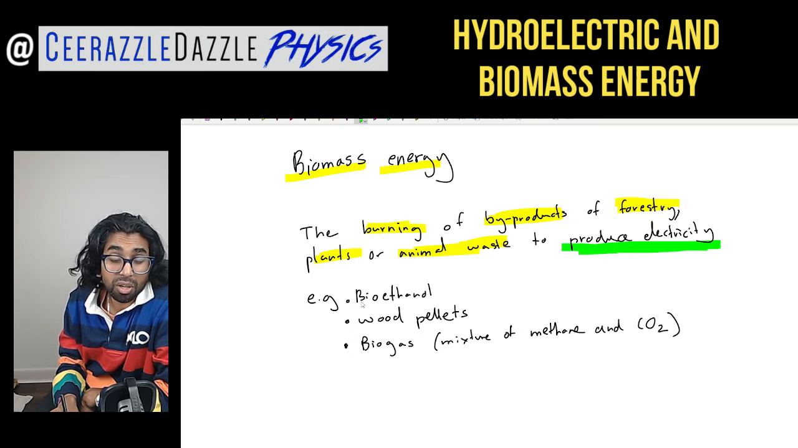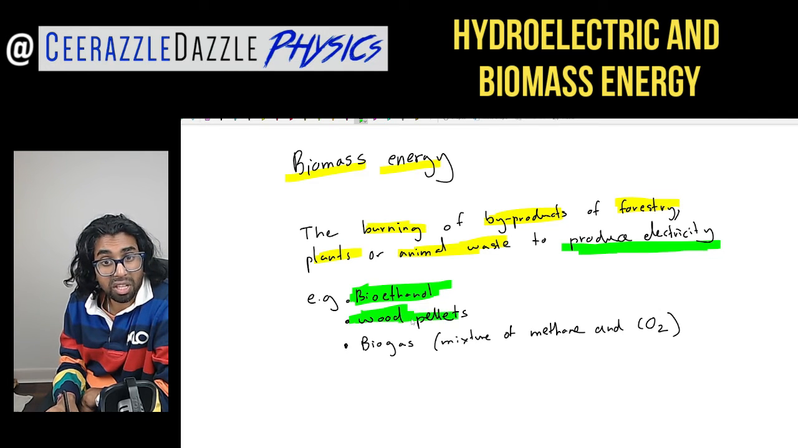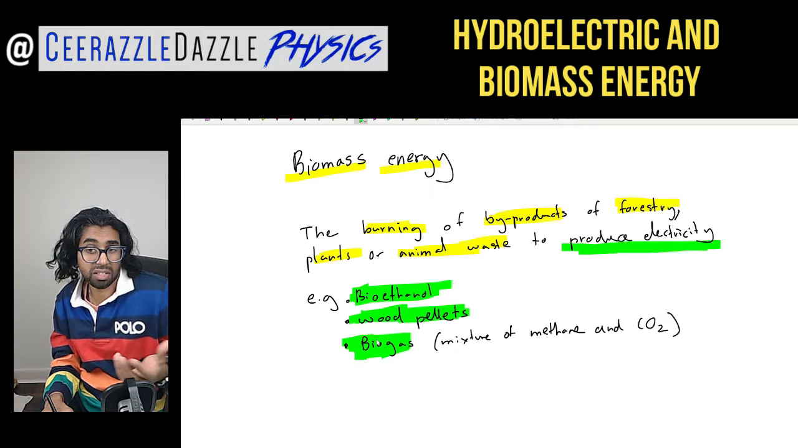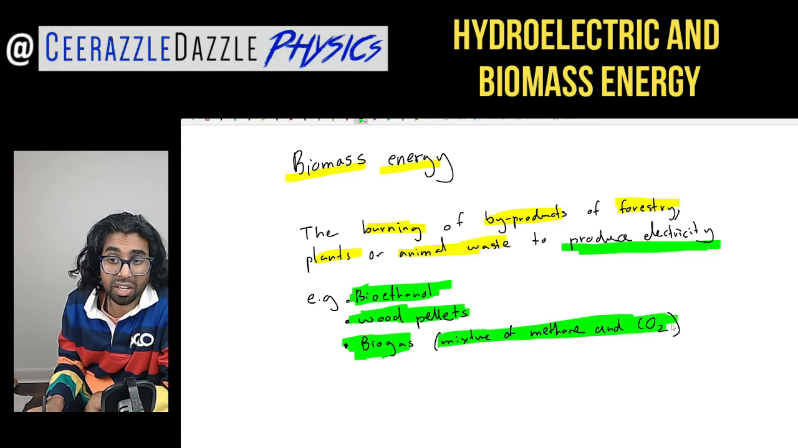And here are some examples. So over here we've got bioethanol. This is a very common biomass form of energy. We've also got wood pellets, guys. So wood pellets can also be used. And sometimes we can also use biogas as well. So these are the common ones that you should be familiar with. Bioethanol, wood pellets, and biogas here. So don't forget, these are the byproducts of forestry, plants, and animal waste. The biogas is a mixture of methane and carbon dioxide.